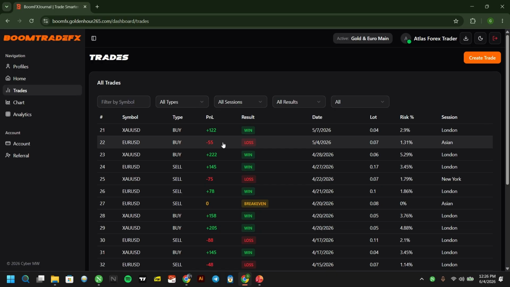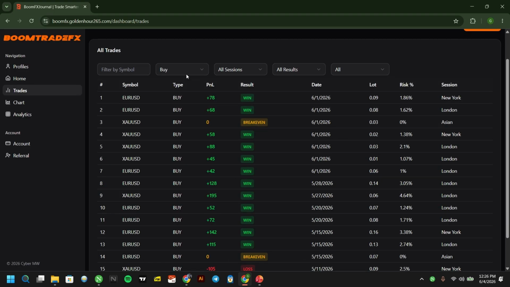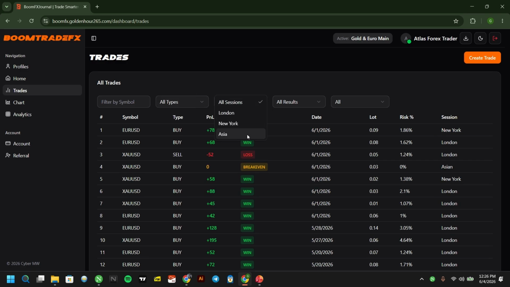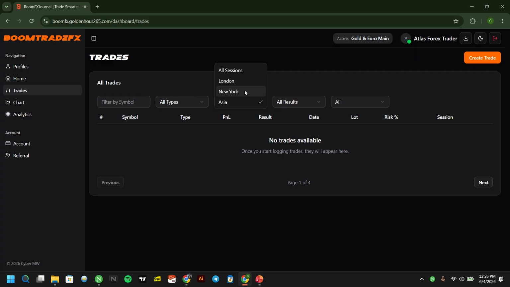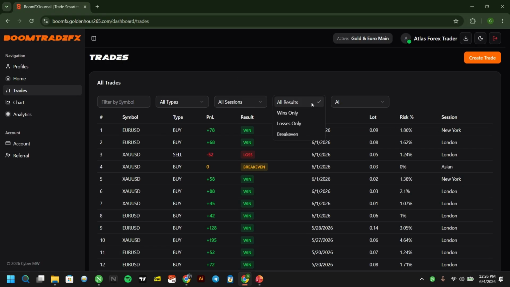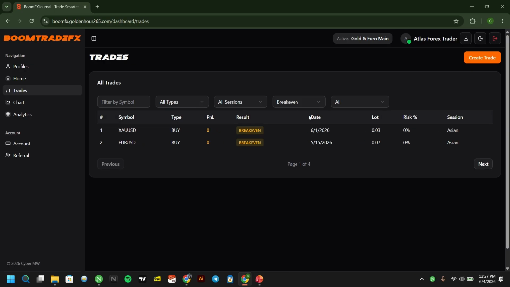Now in this all trades section, in this table, we can apply different filters. For example, we can choose the type of trades that we want to see. Say we want to see only buys. So these are all the buys that we had. Or we can choose to filter by session. Let's say we want the Asian session, so we have no trades in the Asian session. New York session, we have some trades. We can also filter the trades by results. For example, we can choose to see only trades that were wins or only trades that were break even.